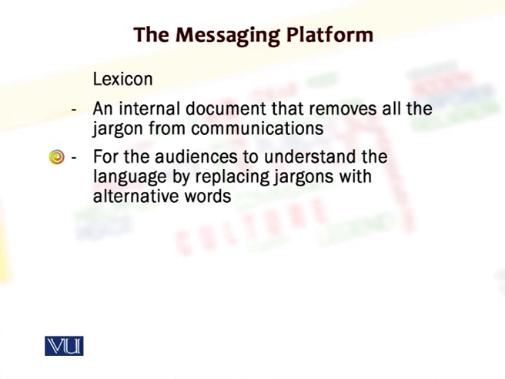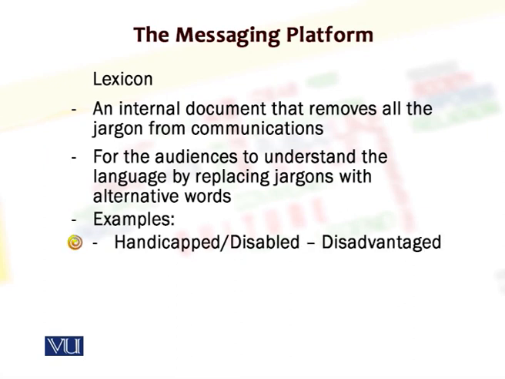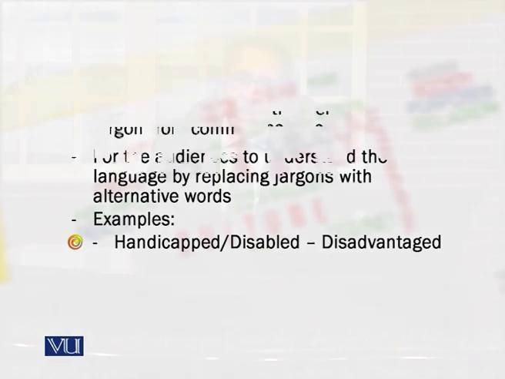So you make a list of all those jargons and then use alternative words for them. And you also write them against those jargons, and those become your standards. For example, you may not like to use the word handicapped, if you happen to be working for a nonprofit that is operating in the area of prosthetics. I think I did talk about this particular example. You may not refer to your audiences, rather your clients, as the people who are handicapped or disabled. You may call them disadvantaged, because here you are trying to help them have a positive side of their self-image.